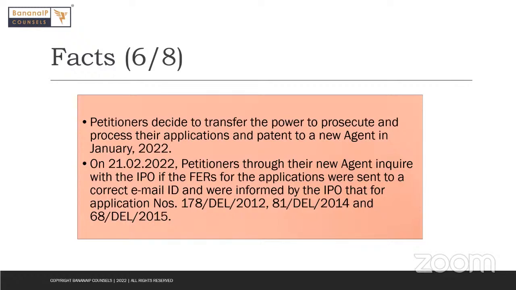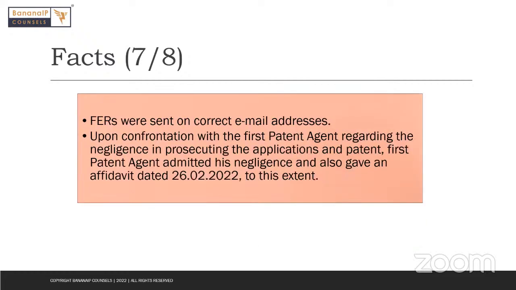The petitioners then get suspicious and decide to transfer the power to prosecute and process the applications and the patent to a new agent in January 2022. The new agent happens to inquire with the Indian Patent Office if the FERs for the applications were sent to a correct email address, and they were informed by the Indian Patent Office that they were indeed sent to the correct email addresses. Upon confrontation with the first patent agent regarding the negligence in prosecuting the applications and the patent, the first patent agent admits his negligence.